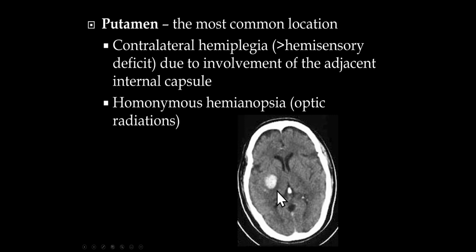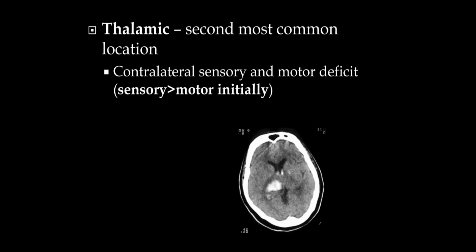And the optic radiations are coming right around here, going back to the occipital lobe. And so they often have a contralateral homonymous hemianopsia. So this can look a lot like a middle cerebral artery stroke. But again, look for the signs and symptoms of increased intracranial pressure. Next most common location is the thalamus.